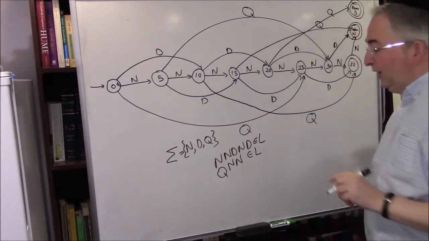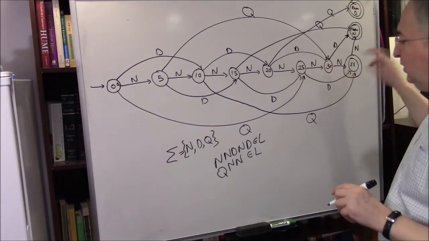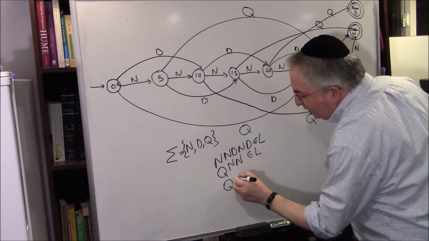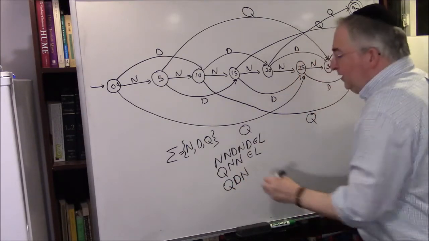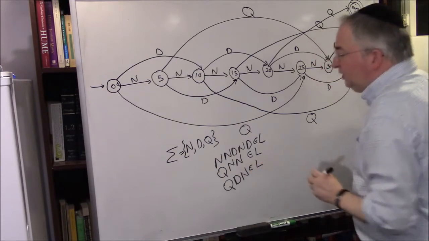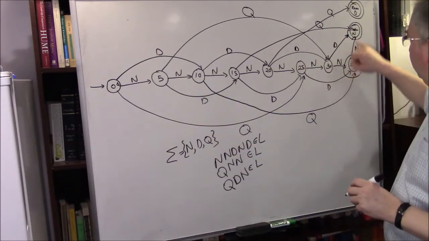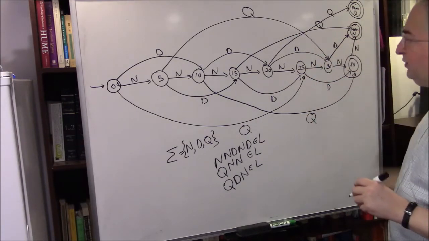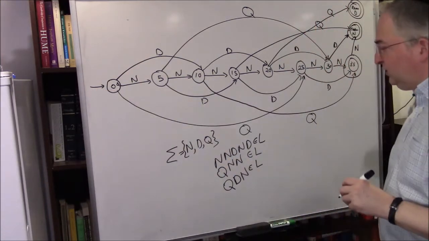Let's just see why. Quarter, nickel, nickel is in the language. Quarter, dime, nickel is in the language. Let's see why. Quarter, dime, nickel is in the language. It's in an accepting state. These doubly circled things are called accepting states. This single thing over here is a starting state.